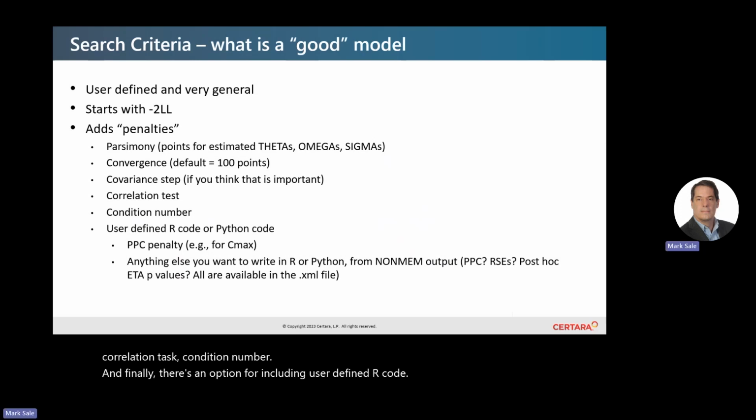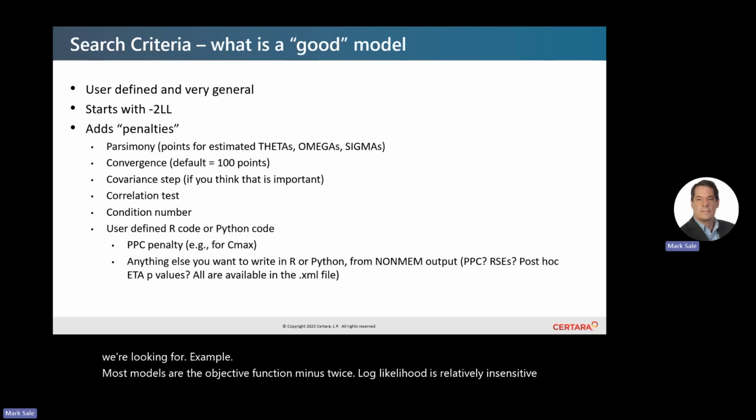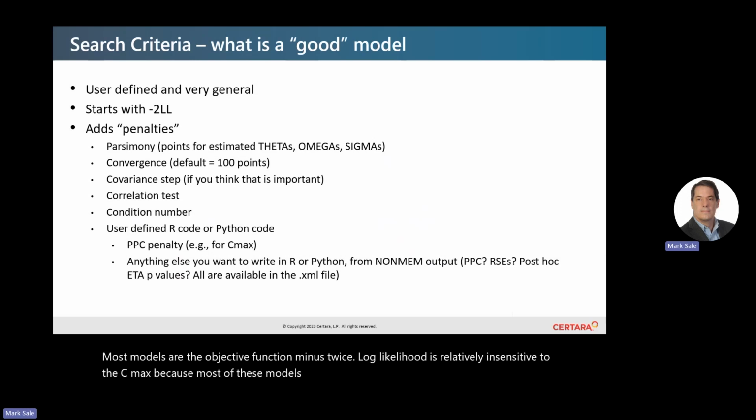A key component of evaluating the goodness of a model is diagnostic plots. And we use diagnostic plots when the standard NONMEM output doesn't really capture what we're looking for. For example, for most models the objective function, minus twice log likelihood, is relatively insensitive to the Cmax because most of these models have residual errors that are proportional to the predicted value. The predicted value at Cmax is high, and so it's fairly insensitive to that. It's happy to ignore significant bias in Cmax in order to get other points better estimated.